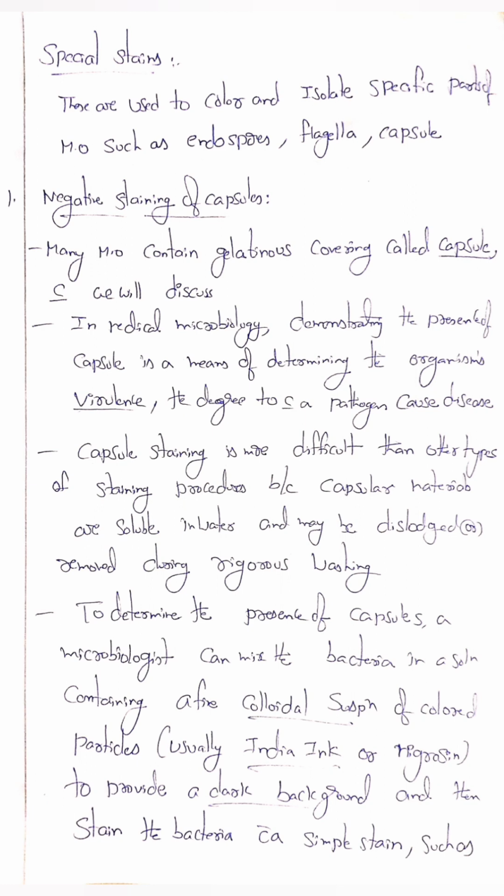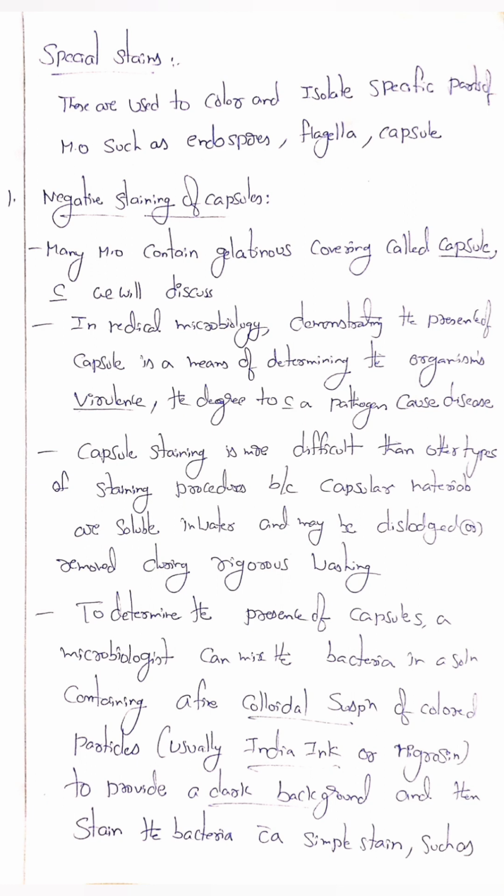Special stains. These are used to color and isolate specific parts of microorganisms such as endospores, flagella, and capsules. Negative staining of capsule. Many microorganisms contain a gelatinous covering called a capsule. In medical microbiology, demonstrating the presence of a capsule is a means of determining the organism's virulence, the degree to which a pathogen causes disease. Capsule staining is more difficult than other staining procedures because the capsular materials are soluble in water and may be removed during rigorous washing.